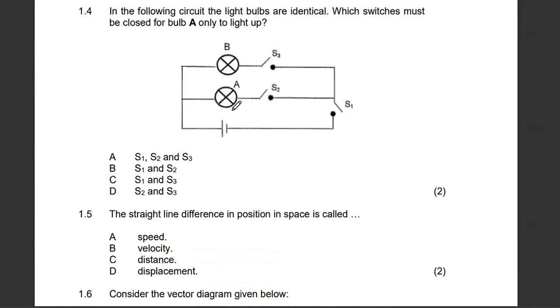1.4. In the following circuit, the bulbs are identical. Which switches must be closed for A only to light up? Okay, so if you close this switch and leave this open, it's only B that's going to, but even B will not light up because you have to close 3 and 1 for B to light up. So for A only to light up, you need to close S2 as well as S1. Okay, so S1 and S2, which is option B.